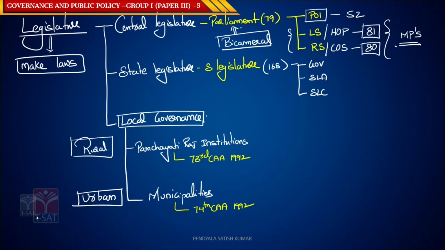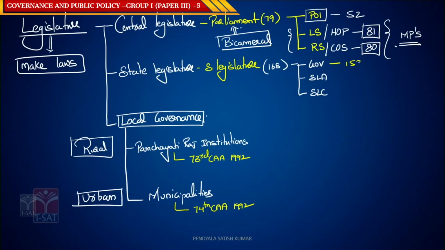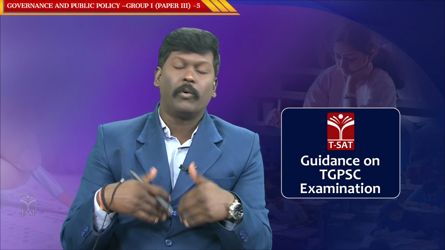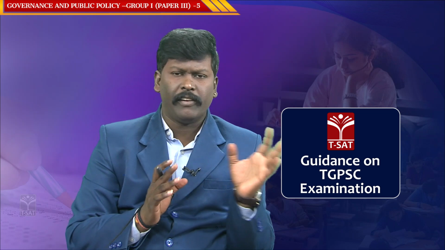Governor, assembly and council. Article 153 of the constitution talks about the governor. According to Article 153, there shall be a governor for each state, or the same governor can be appointed for more than one state. It was added by the 7th Constitutional Amendment Act. That's a difference.